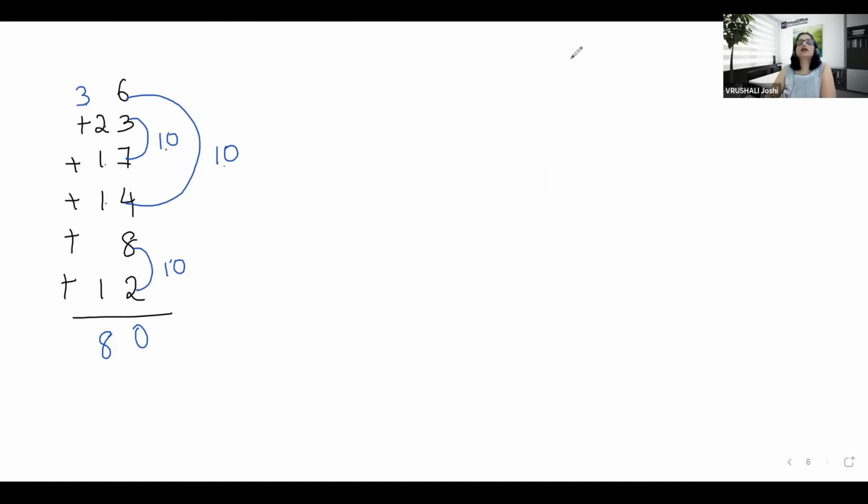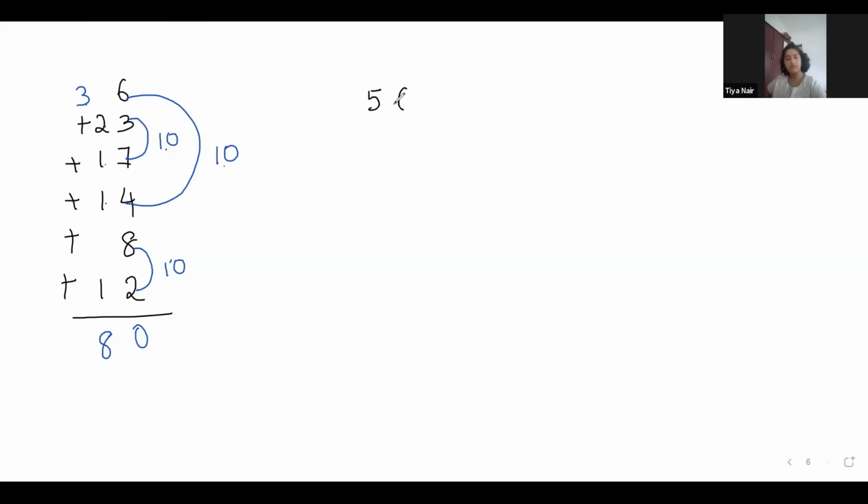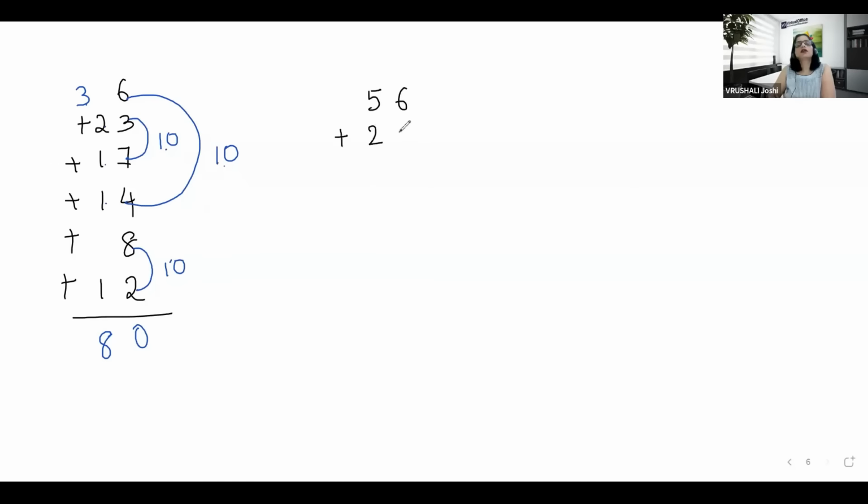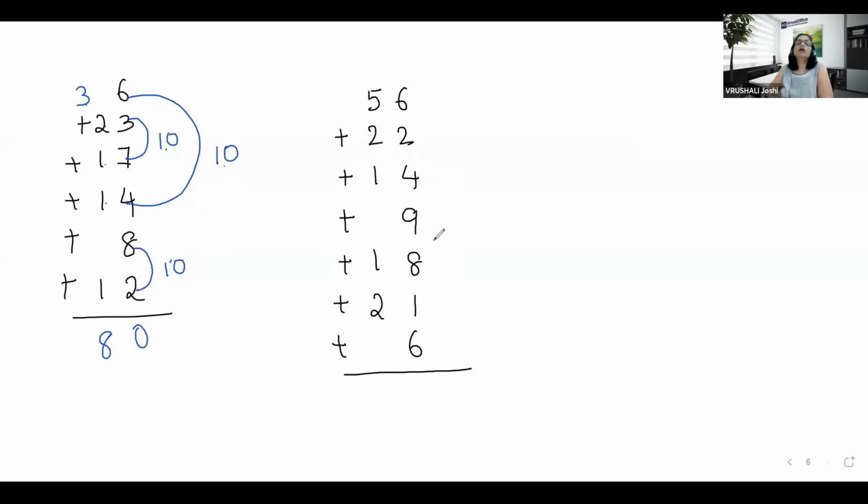Okay, let us take one more example here. Suppose we have 56 plus 22 plus 14 plus 9 plus 18 plus 21 plus 6. Now in school, this will take a long time for you to add, correct? You start from 6, 6 plus 1, 7, 8 on the fingers, 8, 9, 10, 11, 12, 13, 14. You will do all of that.